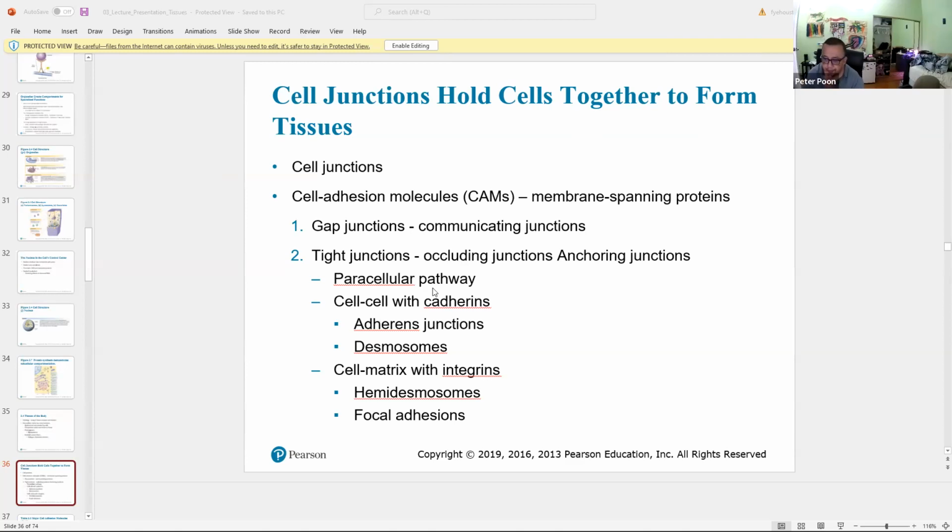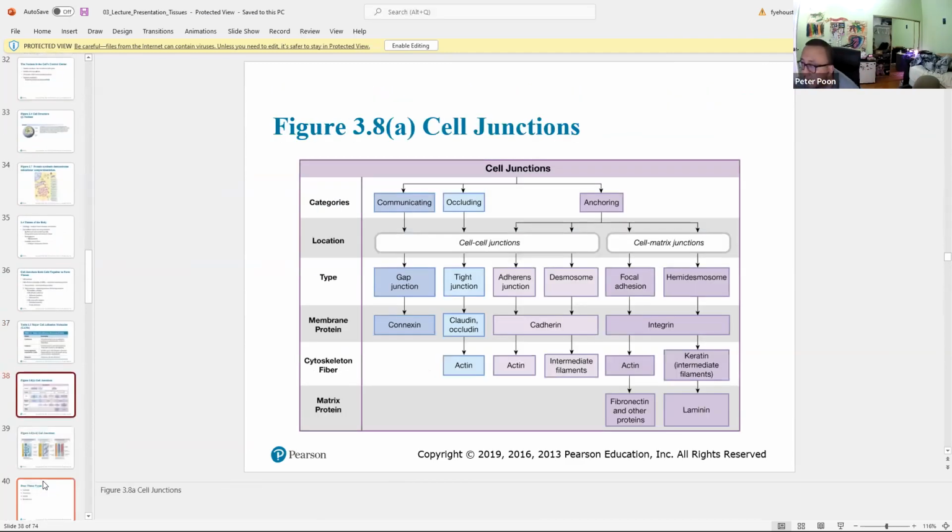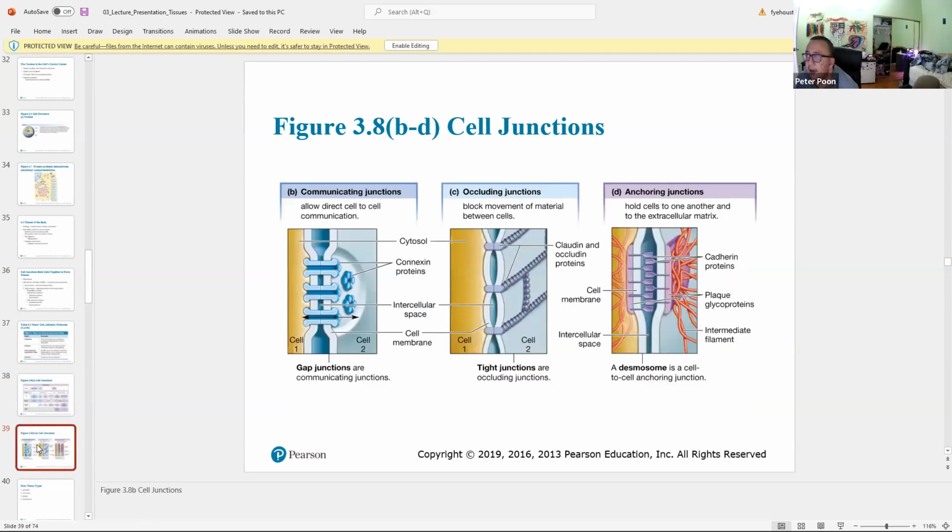Okay. The reason for tight junctions is to adhere two things together, to kind of rivet them together so they move as one. Let me see if I have a picture. So these adherent junctions, desmosomes, and stuff like that. These guys. Let me find a good picture. There we go.